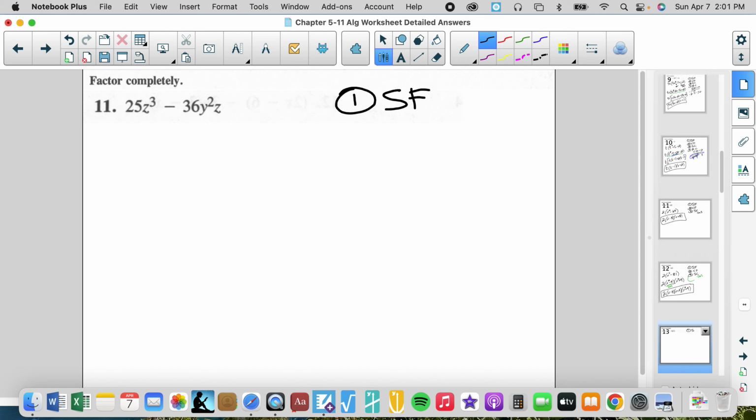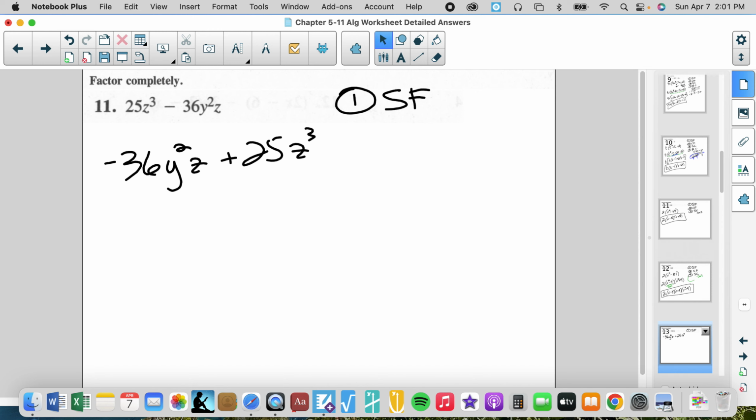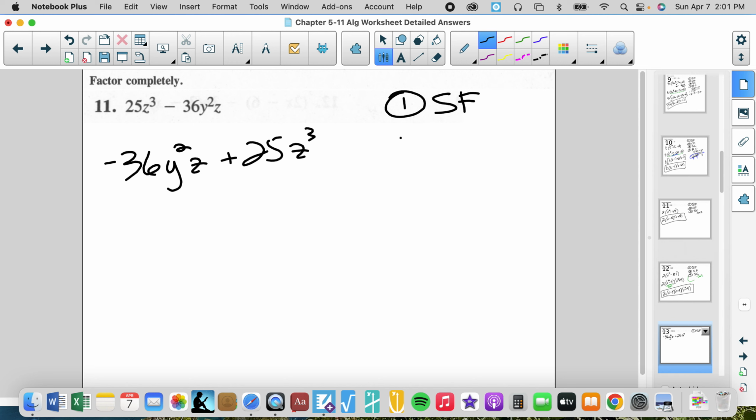So standard form, no. So this is another tricky one. This is how I would do it. I know that some people might not do this. Plus 25z to the 3rd. Now I'm going to put it in standard form. That's what I do. I'm going to stick to my guns.